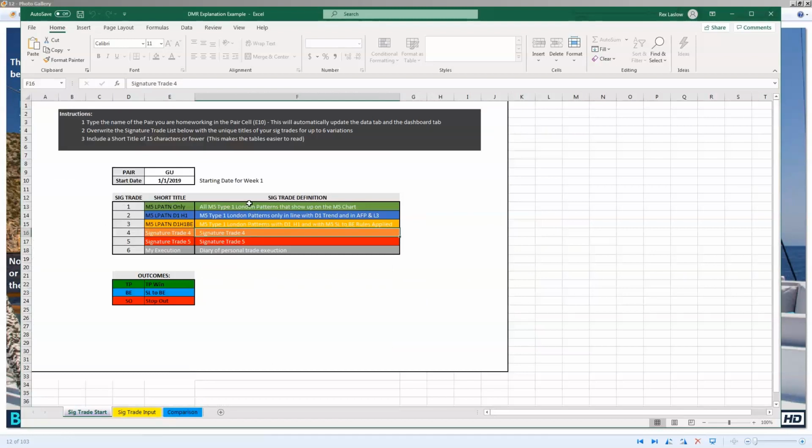So generally speaking, your first signature trade is all London patterns, no filters, nothing, just every single one of them. Then you start adding some filters, maybe in line with D1 trend, maybe some AFPs and level 3s. And then type 1 London patterns with D1, H1. And you can see here, you actually will start with just the pattern. Then you add some break evens perhaps on this third one. So the first one is just the 15-minute pattern, or in this case, it's 5-minute, right? And the second one, you add D1 trend along with H1 levels. And then the third one, you bring in stop loss to break even.